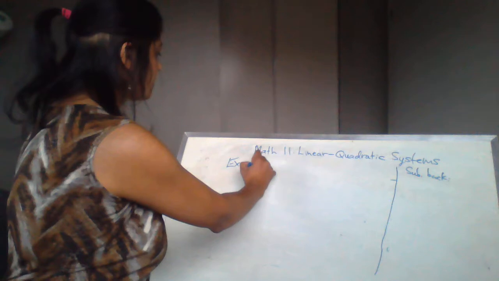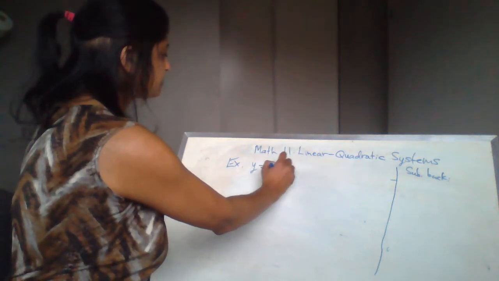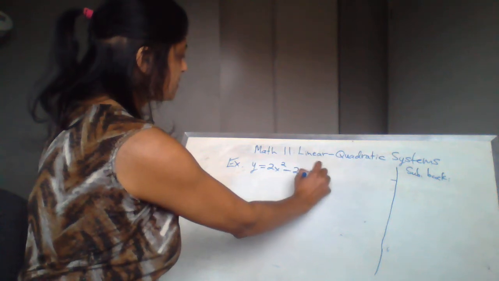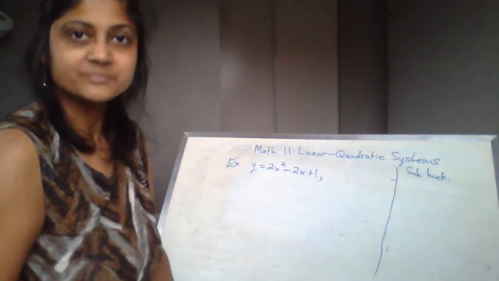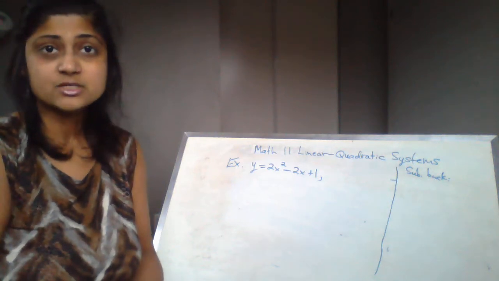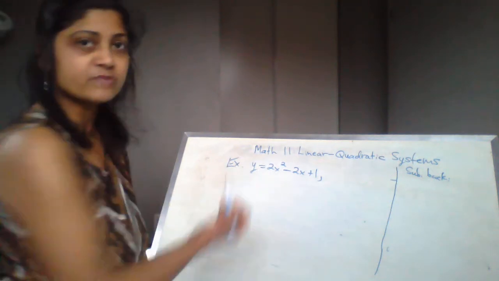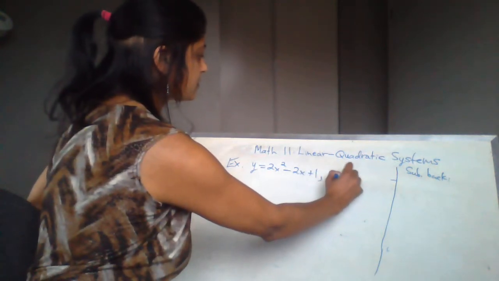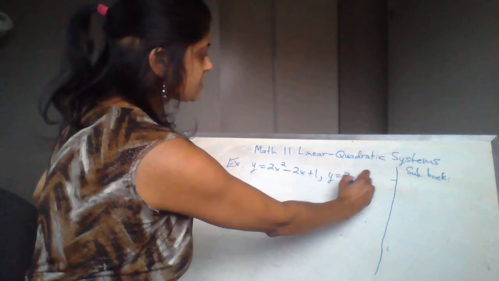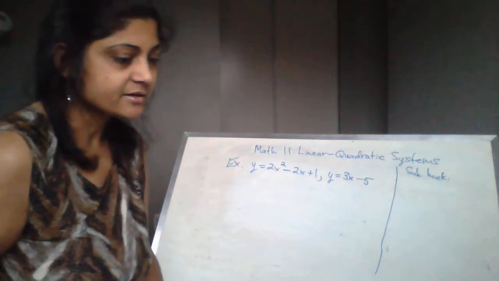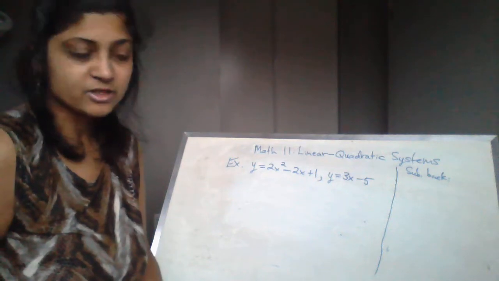So let's try y equals 2x squared minus 2x plus 1. This is the quadratic. You can see right away that this is a complex trinomial because I have a number in front of the x squared here. And let's try y equals 3x minus 5. These are my two functions here.